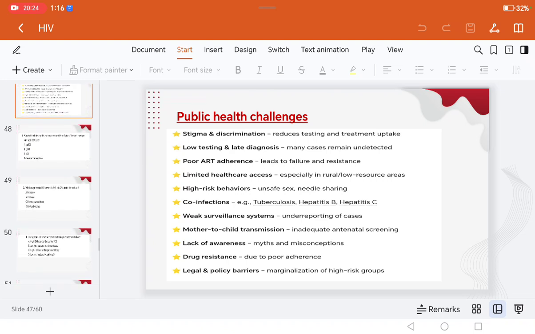Then weak surveillance systems cause underreporting of cases. Then there is mother to child transmission. It is caused by inadequate antenatal screening, lack of awareness due to myths and misconceptions, drug resistance due to poor adherence, and legal and policy barriers due to marginalization of the high risk groups.